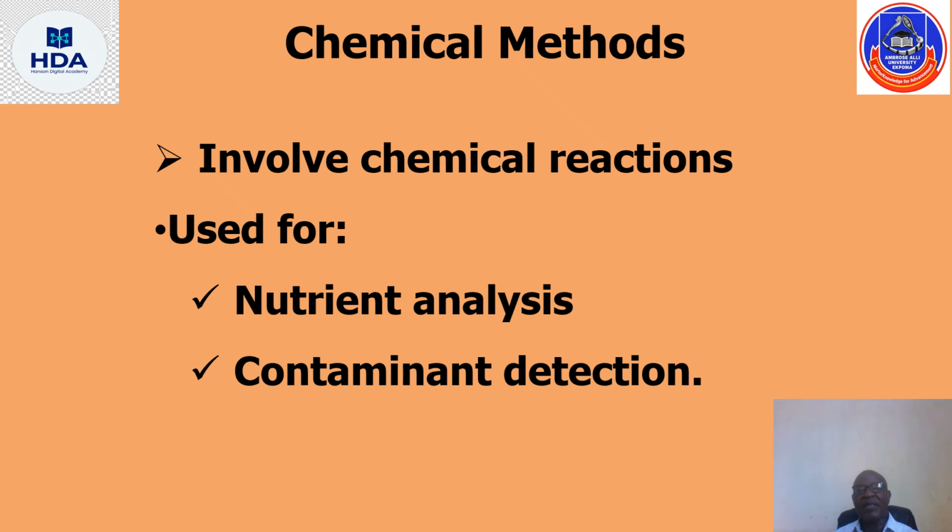Now let's look at chemical methods. These essentially involve chemical reactions in food analysis. Chemical method is also used for contaminant detection. When we talk of contaminants, it could be accidental contaminant or deliberate contaminant by way of adulteration.